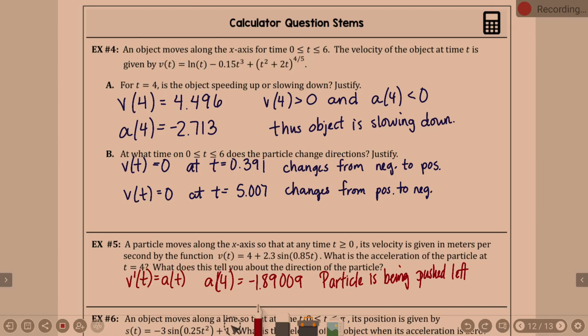But my basic understanding was that the particle is being pushed left, and it's being pushed left at this rate of negative 1.89 meters per second squared. And I guess, okay, it's being pushed left. The way that's stated, does that mean the particle has to be going left? It's being pushed left. Yeah, because sure, the velocity is overpowering to the right. Sure, it's being pushed left.